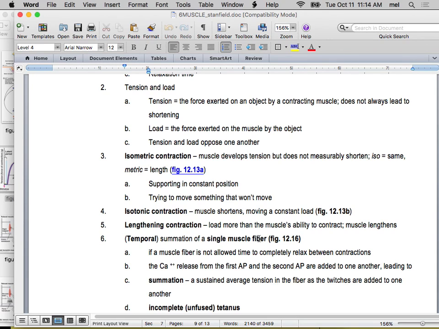Okay, so our capacity for tension overcoming the load is different from person to person, right? So if I compared me to him, he would probably have more capacity for his tension to overcome the load because testosterone increases actin and myosin. And so you're going to actually have more sarcomeres with testosterone, right?